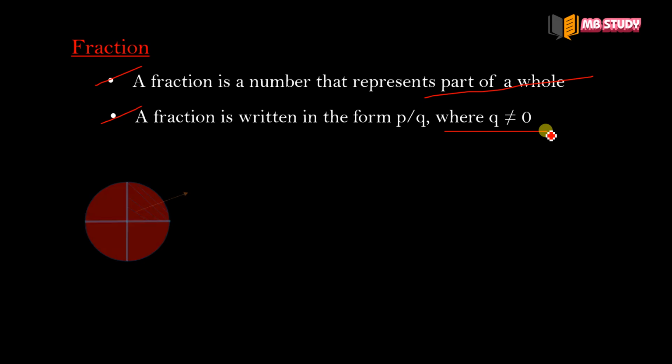So look at the example. The whole circle is one whole, and we have divided it into 4 parts. We have to represent the shaded part. Total parts are 4 and the shaded portion is 1, so it is represented as 1 by 4. So 1 is represented with respect to the whole. That is, a fraction is a number that represents part of a whole.